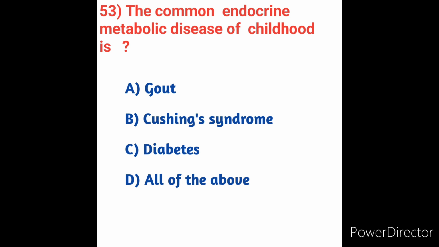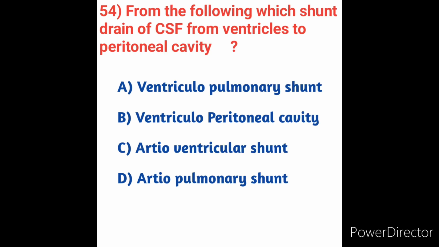So here in this option, the common endocrine metabolic disease of childhood is option C, diabetes is the correct answer here. Next we will move on to question number 54. From the following, which shunt drains CSF from the ventricles to the peritoneal cavity?